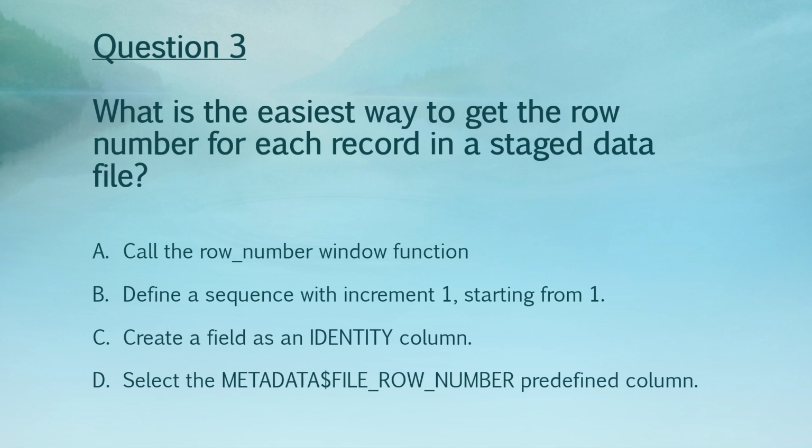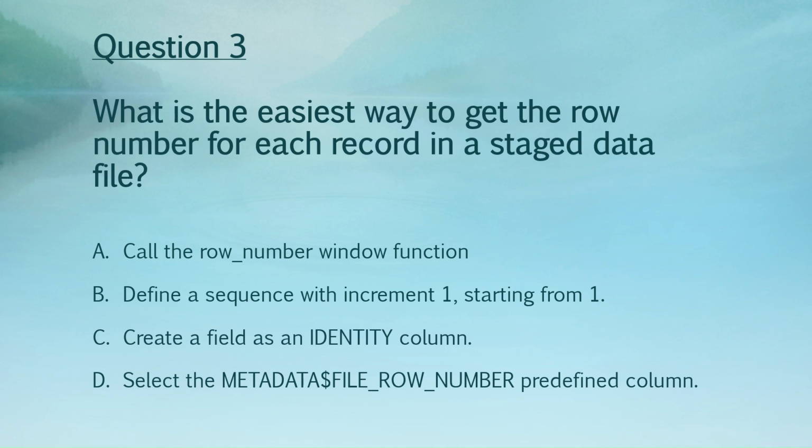Question 3. What is the easiest way to get the row number for each record in a staged data file? And you have here the row number window function. You should be familiar with it, with all the rank functions, with all the offset functions as well, lead, lag, and so on. B. Define the sequence with increment 1 starting from 1. C. Create a field as an identity column. You can see that B and C are very related. Get familiar with sequences and the identity column, which is using a sequence behind. And D, select the metadata $file row number predefined column.